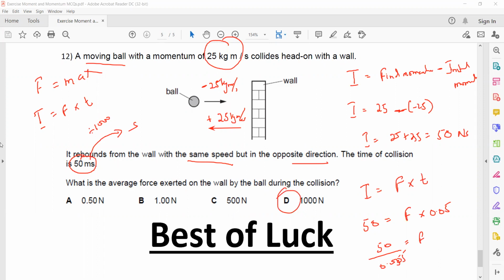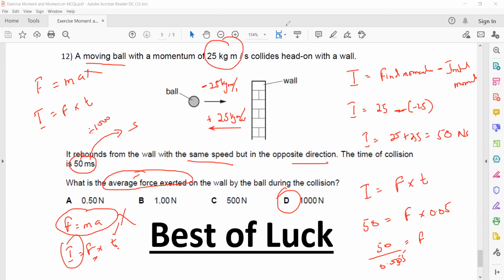So what we did: in the question, we need the average force. To get the force, we have two formulas, F is equal to ma, or impulse is force multiplied by time. But we cannot find the force from the first formula because the mass and acceleration are not given, or velocities are not given, mass is not there. So we have to use the second formula. To use the second formula, we have the time, but we need impulse first. So how did we get the impulse?